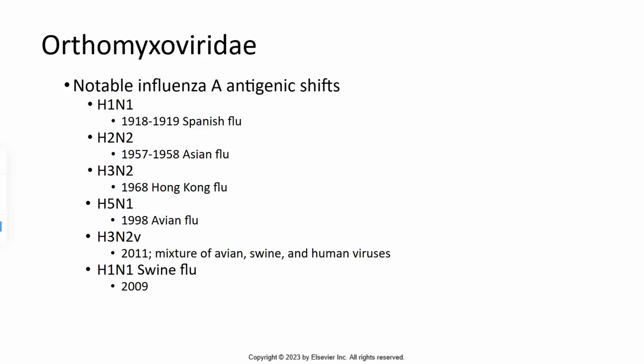Notable influenza A antigenic shifts. H1N1 was the Spanish flu back in 1918 to 1919. H2N2 was the Asian flu in 1957 to 58. H3N2 1968 was the Hong Kong flu. H5N1 1998 the avian flu. H3N2V, mixture of avian, swine, and human viruses in 2011. And H1N1 was the swine flu in 2009.